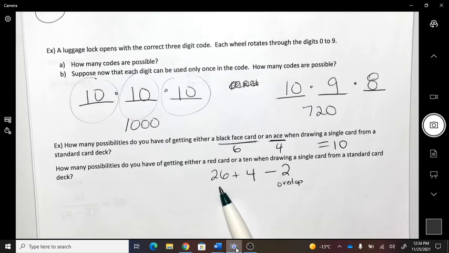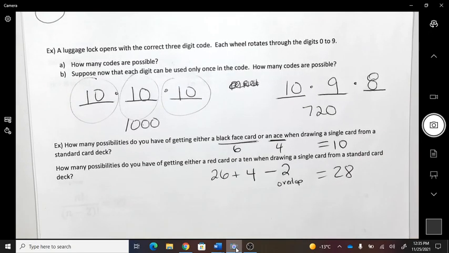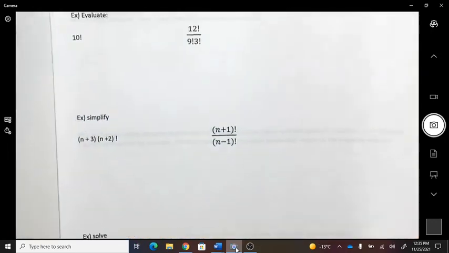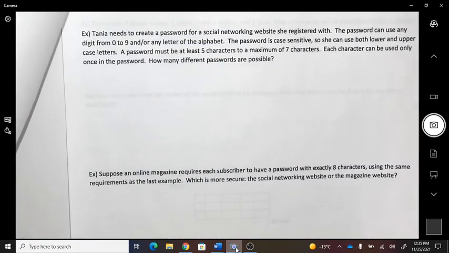Or you can think about if you took out all of the red cards from the deck, that's 26, right? And then all the 10s, there's only 2 more 10s to take out, right? So now that's 28 cards. Do you see the overlap though? Because the 10 of hearts and the 10 of diamonds belonged to each category and you can't count them twice.